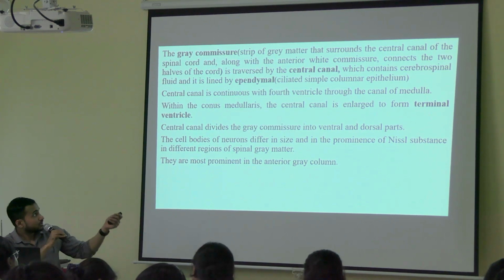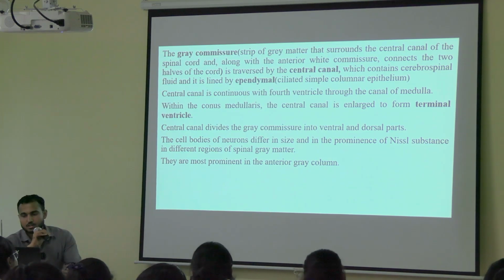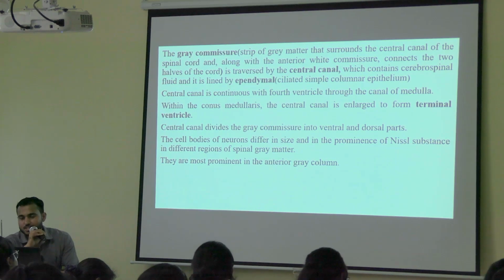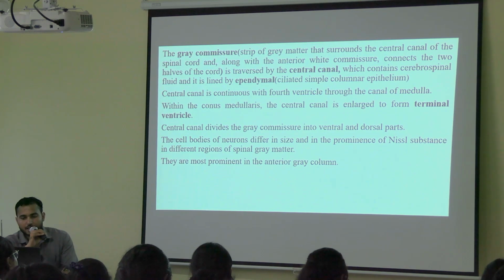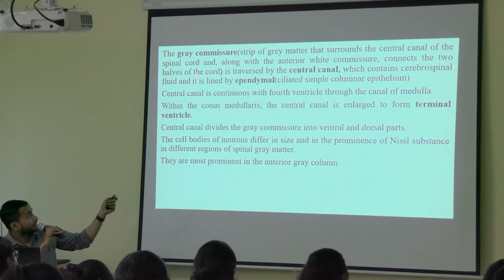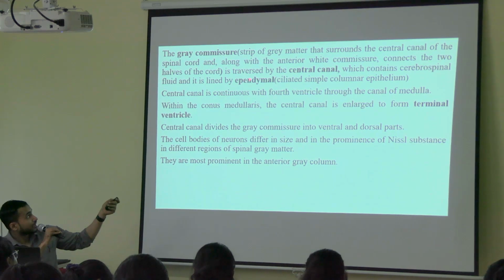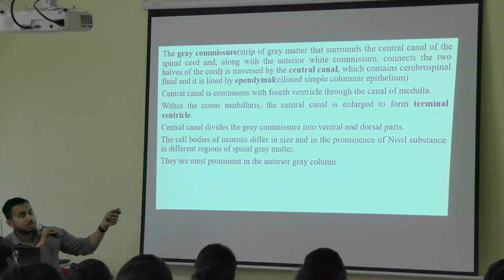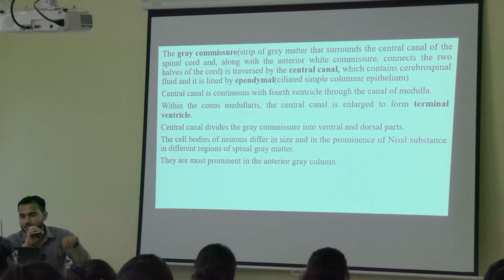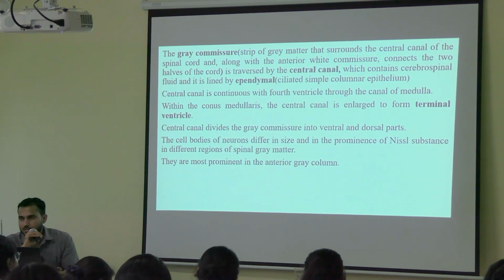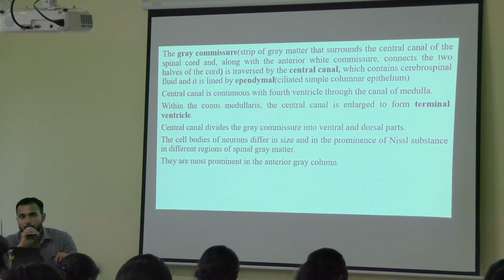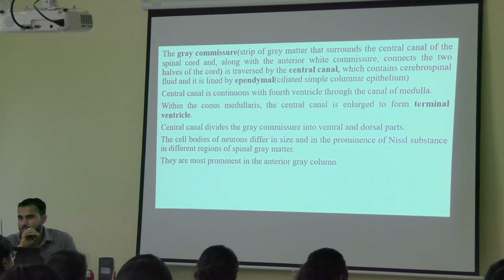The gray commissure, as I have already told you, is a strip of gray matter that surrounds the central canal of the spinal cord along with the anterior white commissure and connects the two halves of the spinal cord. It is traversed by the central canal. Now there is a very important point. If you see the central canal, what is its function? Through the central canal, CSF is flowing.